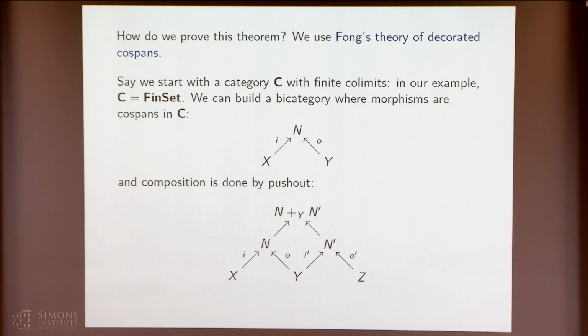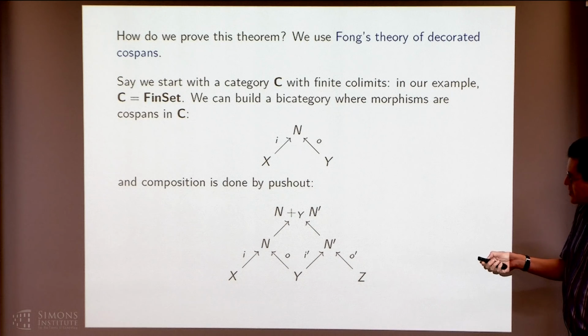So the question, though, is how do you prove a theorem like this? This is where Brendan Fong's theory comes in handy. He has a very general, abstract way to get a hold of such symmetric monoidal categories and such symmetric monoidal functors. So we'll start with a category C that has finite colimits. Like in our examples so far, it's always the category of finite sets. Then you can talk about cospans in there, and you can compose cospans. And the way you can compose cospans is called taking a pushout.